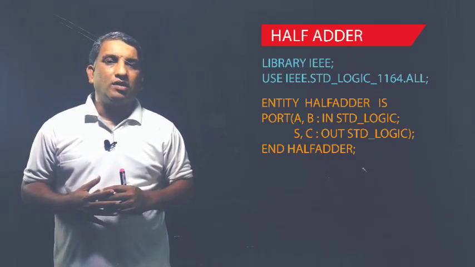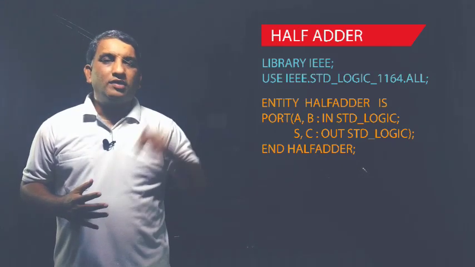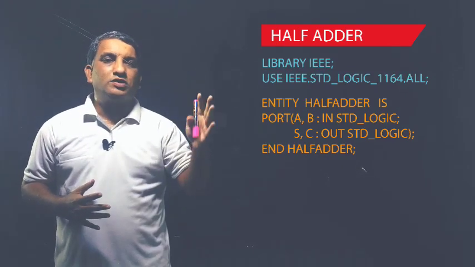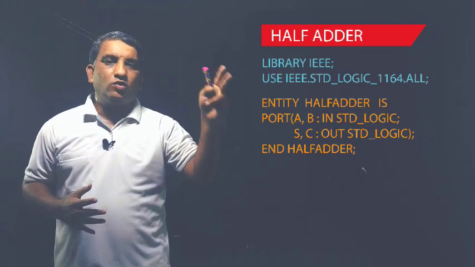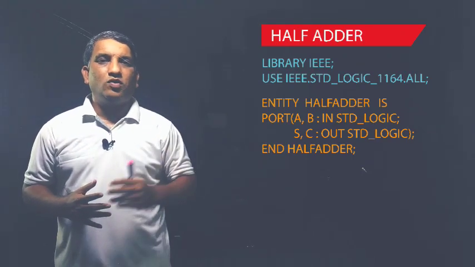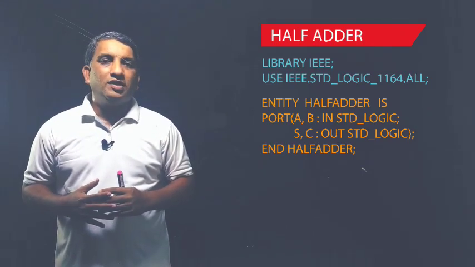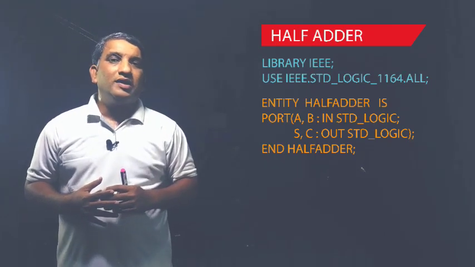separating with the comma. So A comma B, right? Then colon, you have to separate the ports from the mode with the help of colon. So A comma B, then colon, we have the in keyword. In stands for input because A and B both are the input ports. So that's why I have written the in.